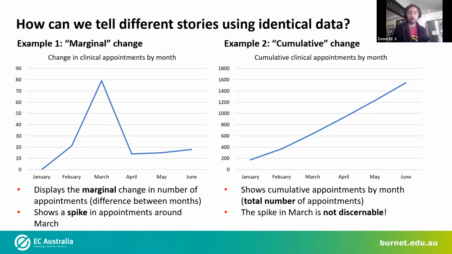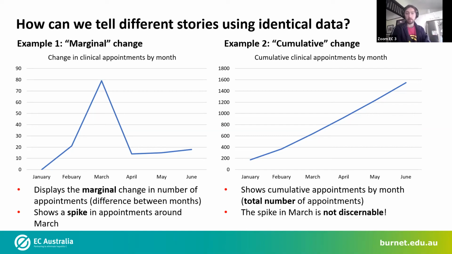This is a little bit of a hard concept to get your head around, but it's not too hard, just a little bit complex. The idea is that it's the difference between January and February in clinical appointments, then the difference between February and March, and then the difference between March and April. So rather than being an absolute change or a cumulative change, this is just the difference between months. On the left-hand side, it's really clear that there's a big spike around March compared with the other months, and then it goes back to a similar marginal change.